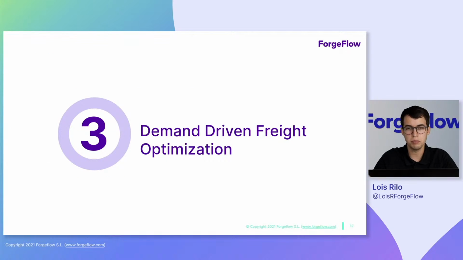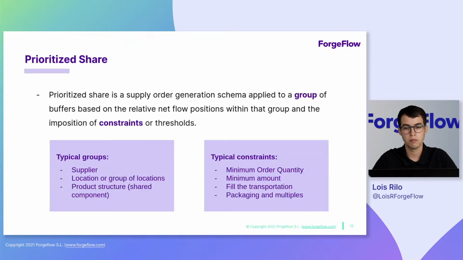Once we have these pieces, we can start to talk about how the freight optimization is solved in demand driven, because what we saw in this previous slide is for one single SKU. But what happens when we have a group of parts, which is the case of a freight? Okay, for this, in demand-driven MRP, we have the Priority Share, which is a supply order generation schema applied to a group of buffers based on the relative net flow positions within that group. So using the net flow positions, we can compare them and have a common sense of the coverage of them within that group and the imposition of constraints or thresholds.